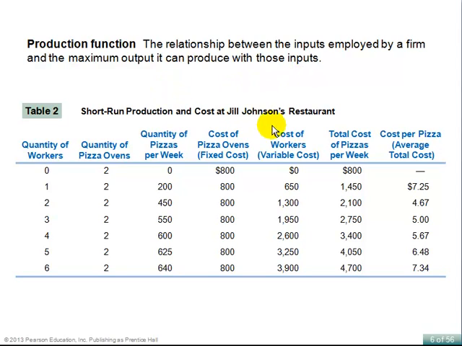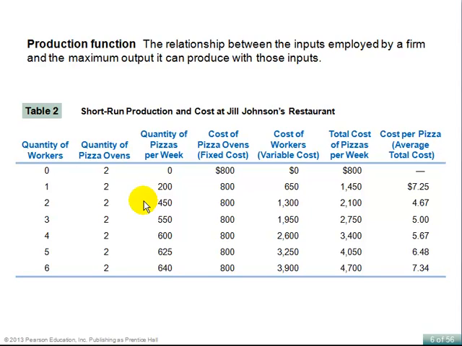To keep things simpler than in a more realistic situation, in this table, let's assume that Jill uses only labor, workers, and one type of the fixed cost, pizza oven, to produce a single product, pizza. Many firms use more than 2 inputs and produce more than one good, but it's easier to understand the relationship between the output and the cost by focusing on the case of a firm using only 2 inputs and producing only one good.